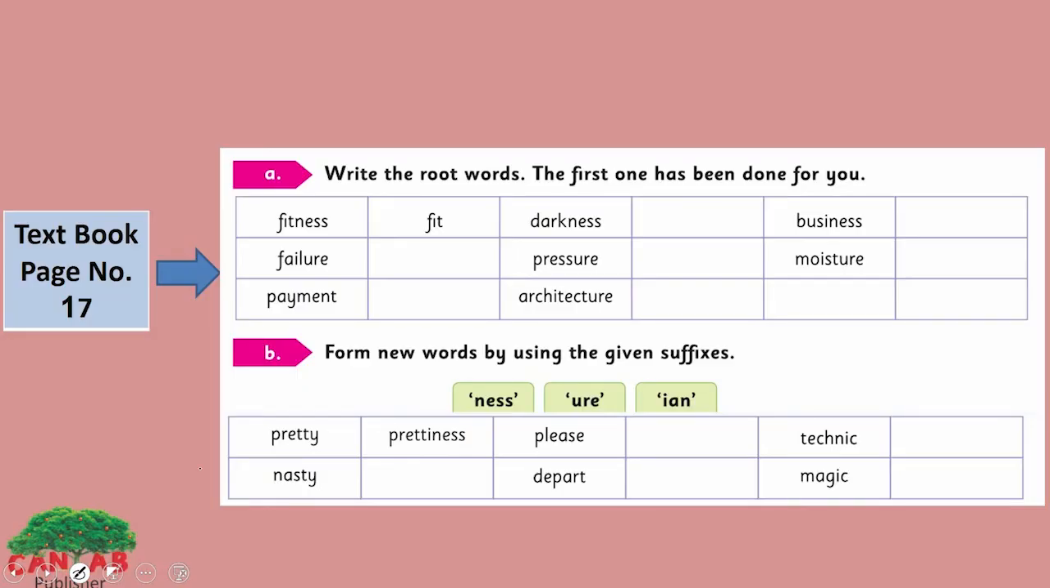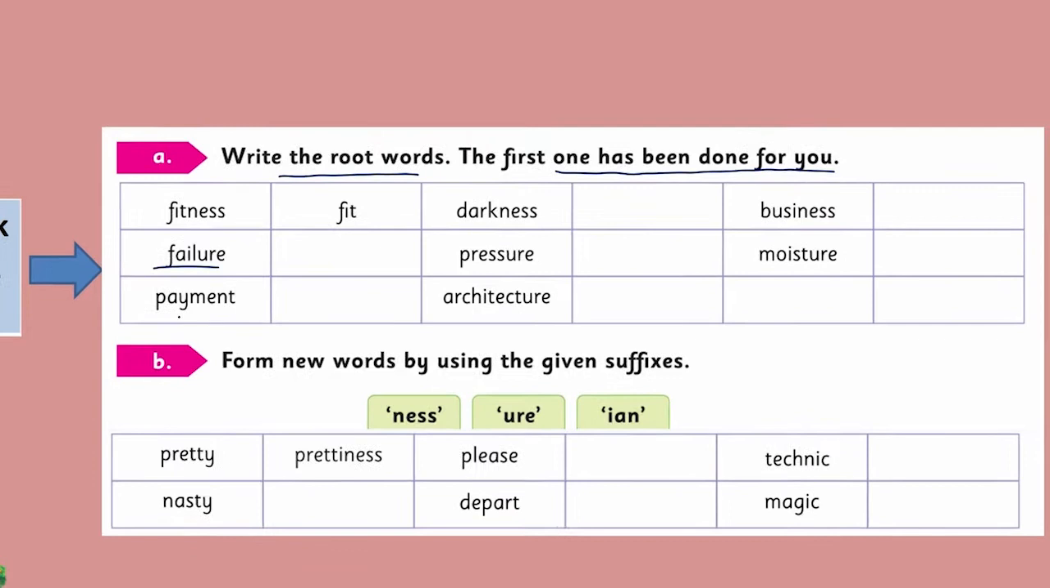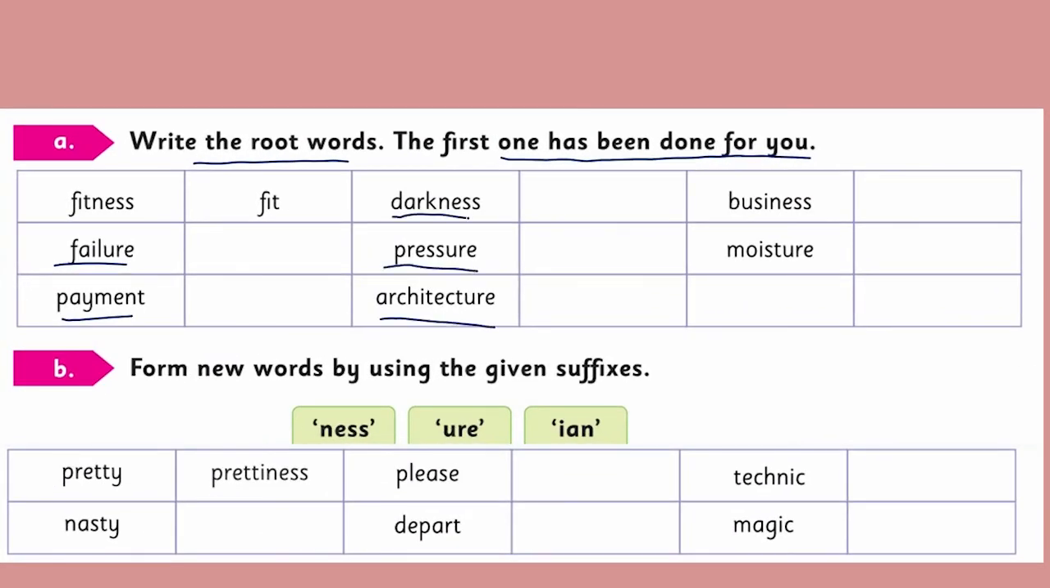Now look at page number 17 of your textbook. We have an exercise here of suffixes. Write the root word. The first one has been done for you. You have to write the root word, the original word here. The words are written with the suffixes here already. The first one is done for you. The original word is fit and ness is a suffix word. So you have to write the root or original word here.